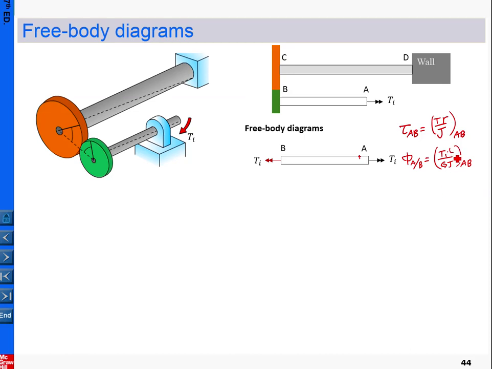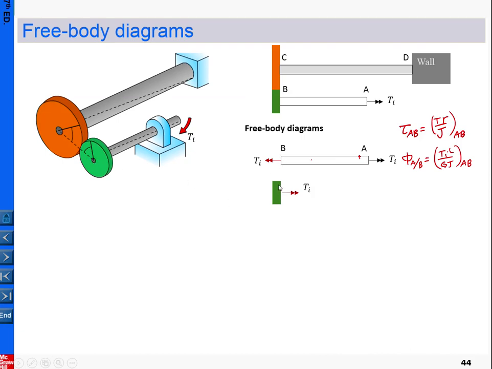Okay, L is the length of the shaft, and whenever it's given, G is the rigidity modulus of AB. And J again has been calculated already. So from here you have the information. Then let's move on to consider these gears.